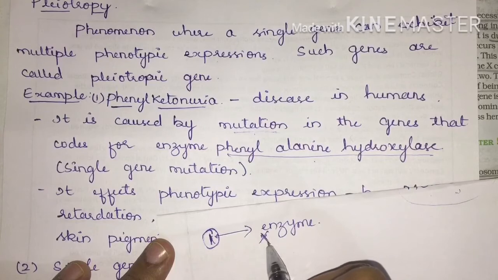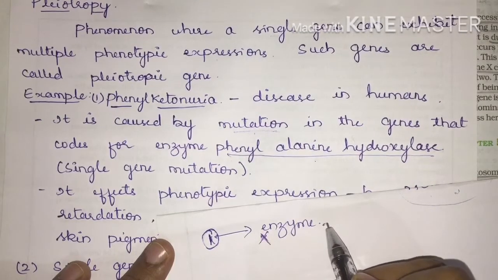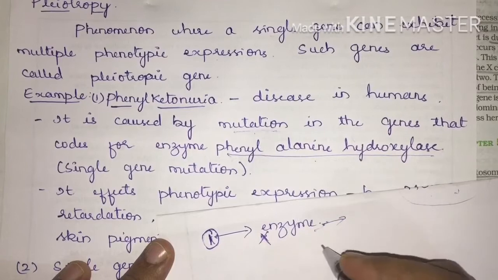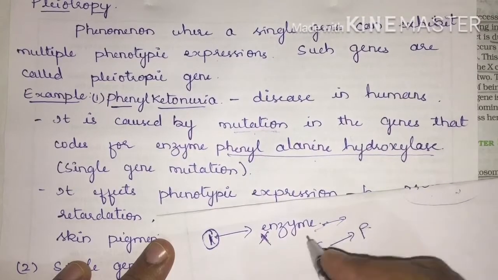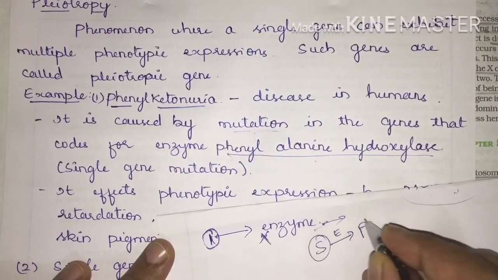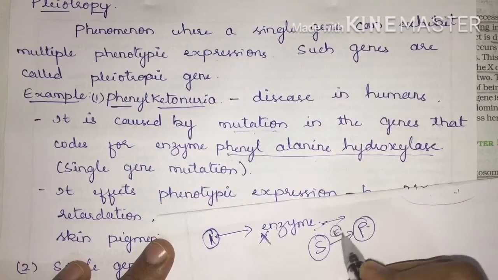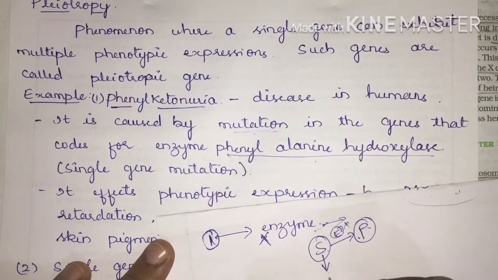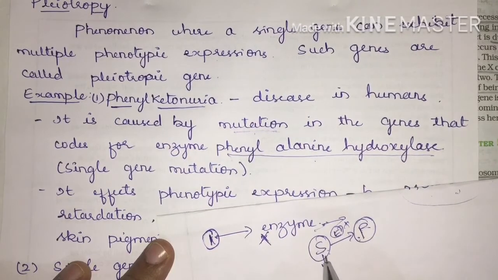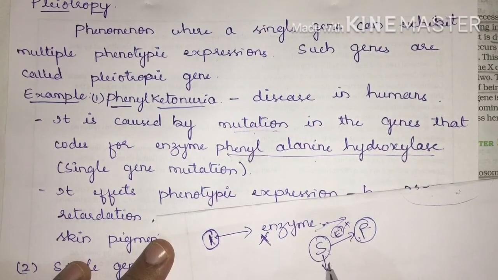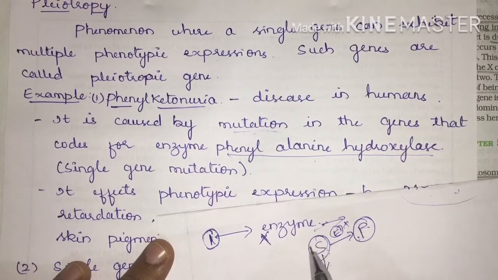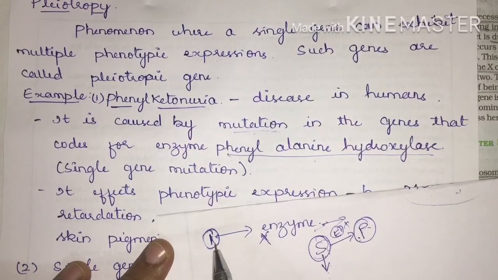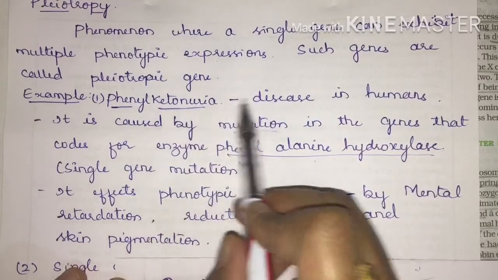When it is not producing this enzyme, this enzyme might be utilized for conversion of one substrate into product. Enzyme is used to convert one substrate into product. Now when the enzyme itself is absent, the substrate could not be converted into product. Substrate will go on storing in the body as it is without getting converted into products. Because of its accumulation, it can cause a lot of diseases, a lot of mental disorders, different types of disorders. So here we have phenylketonuria, a disease in humans.